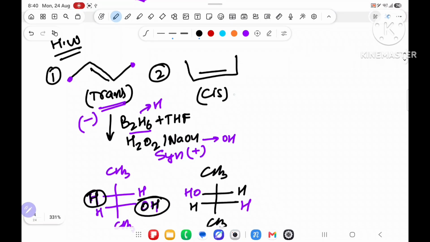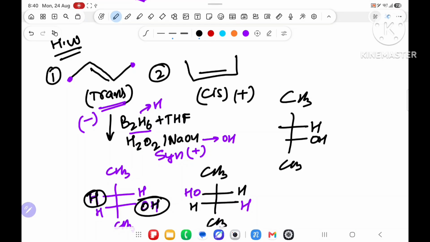It is cis, it is syn. Cis is positive, syn is positive. So for this CS3, H and OH will be on the same side. So over here, there is no possibility of doing other things. Understood? You can't do it.